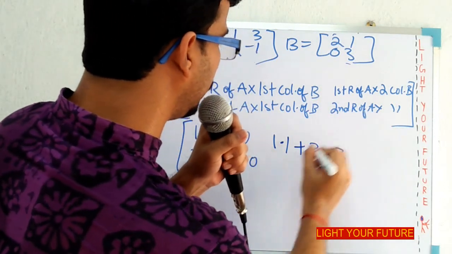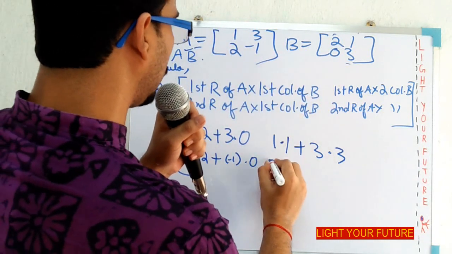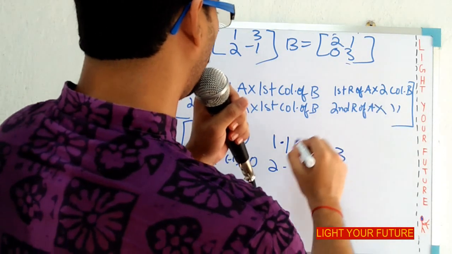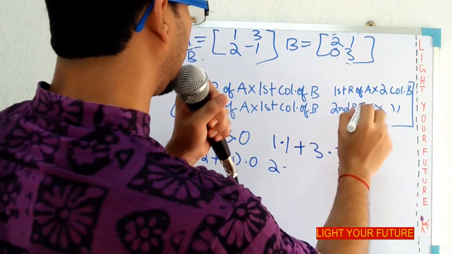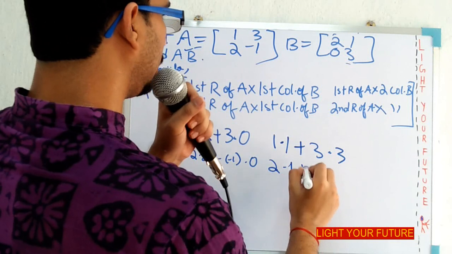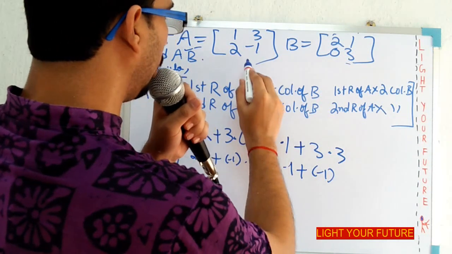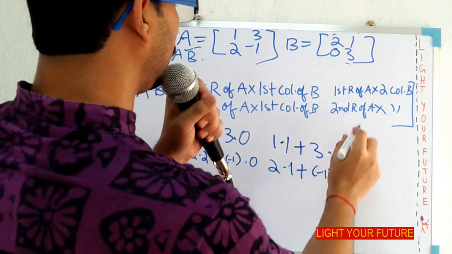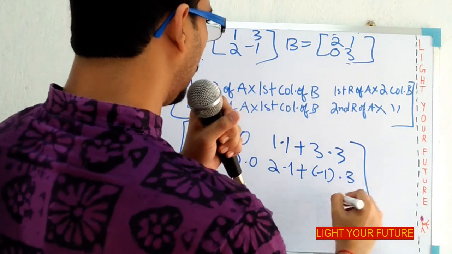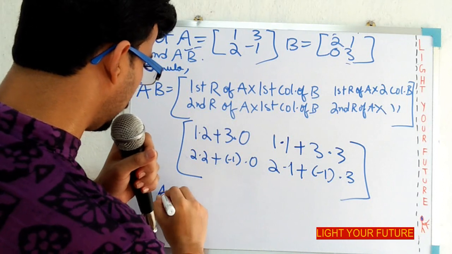Second row of A we will put over here, that is second row of A, which means these two. Second row of A into second column of B, which means 2 into 1, plus minus 1 into the second column of B, which means 3. So now we will calculate this and we will get our answer.